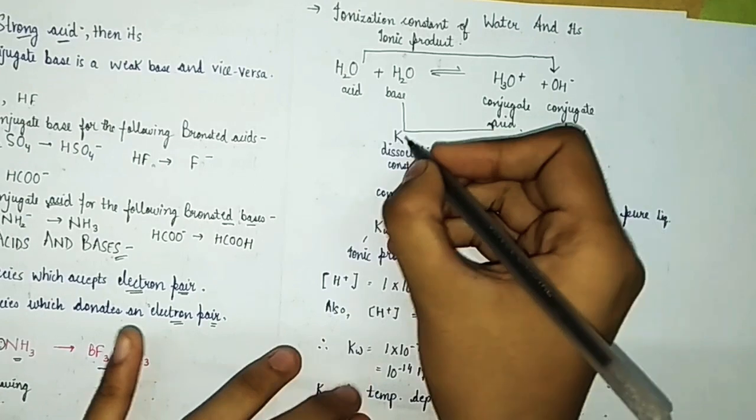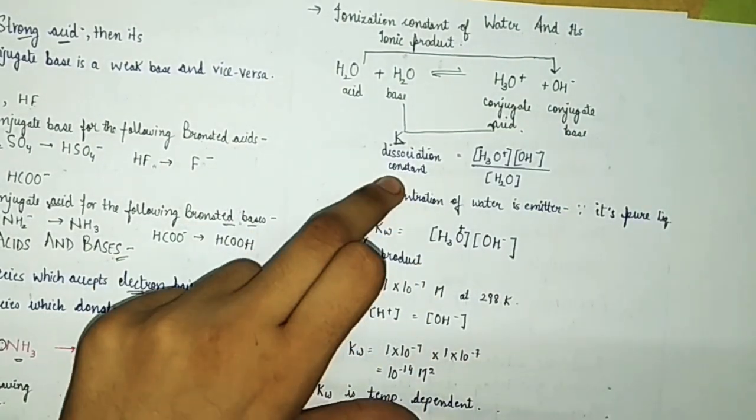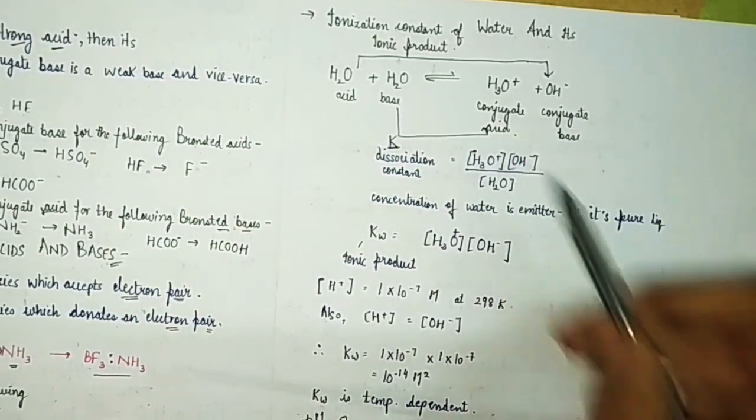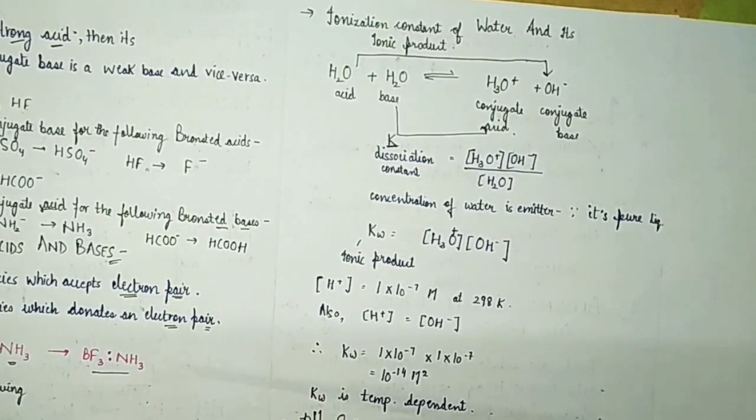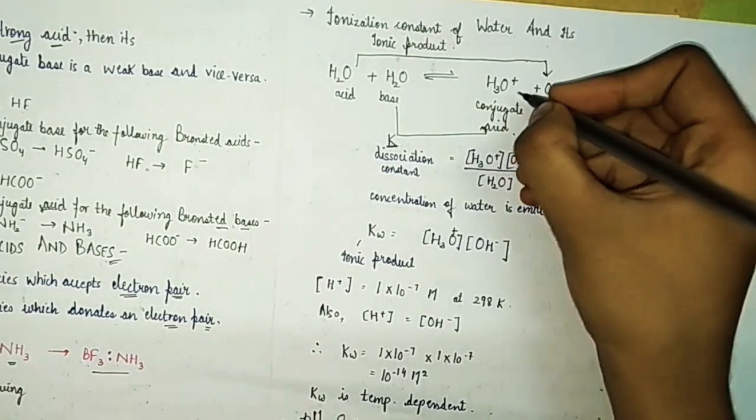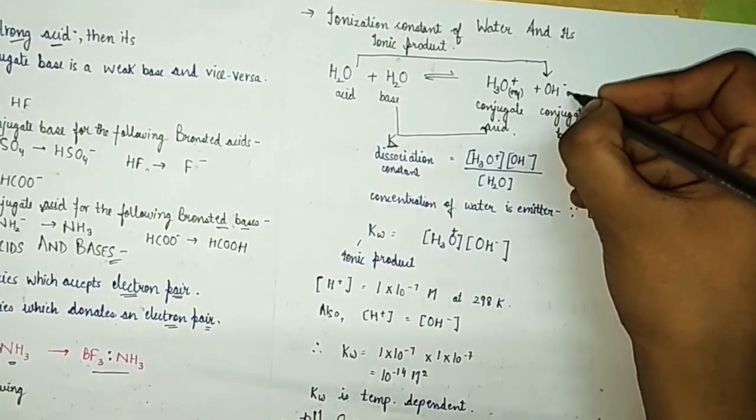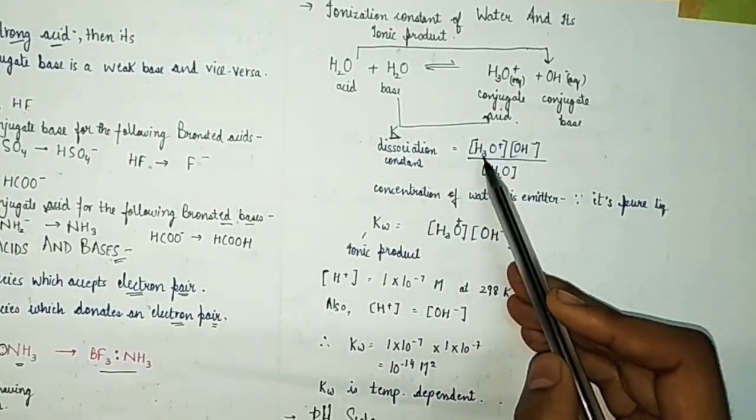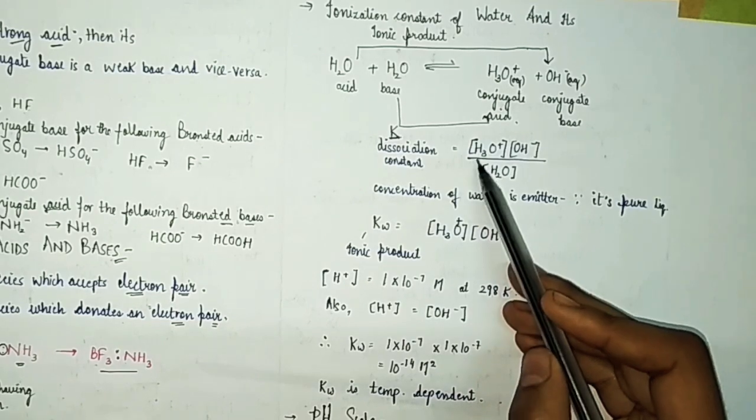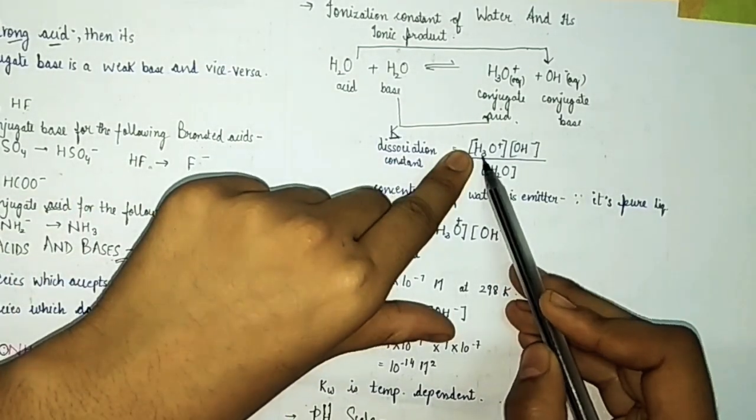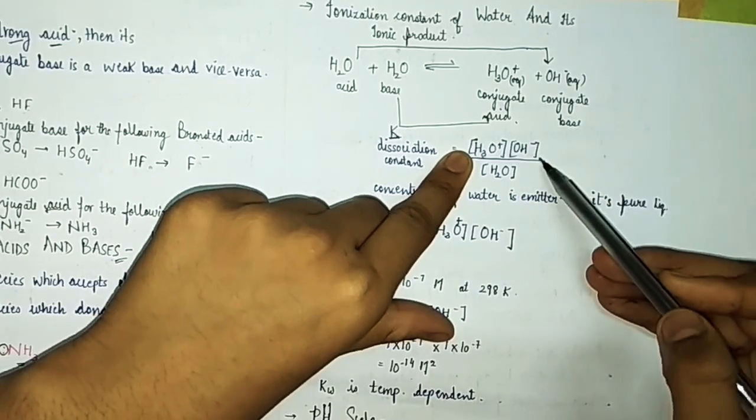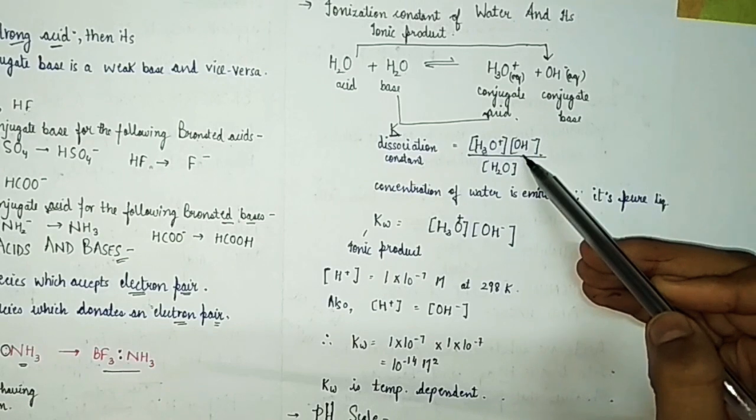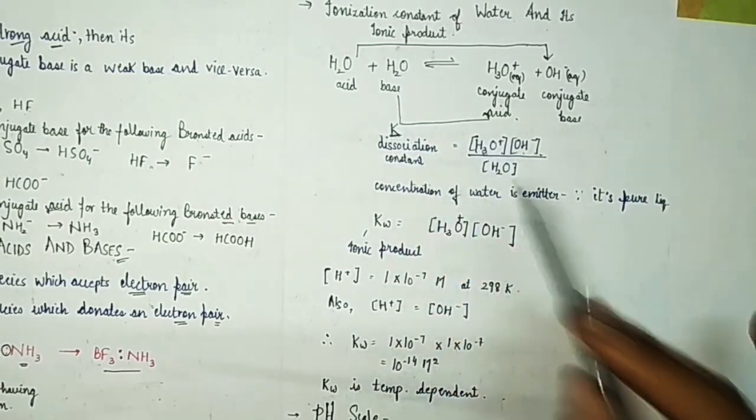So if we write K, the dissociation constant for this reaction, we write only the ions which are in aqueous form, not the pure liquid ones. So the dissociation constant is written as H3O plus, hydronium ion, the products come on the top, divided by the reactants. Hydronium ion, OH minus divided by water molecule.